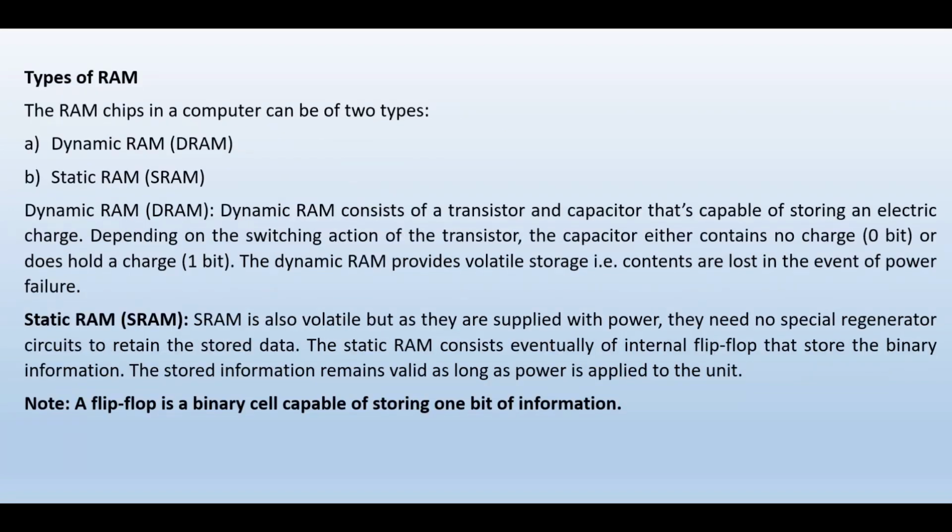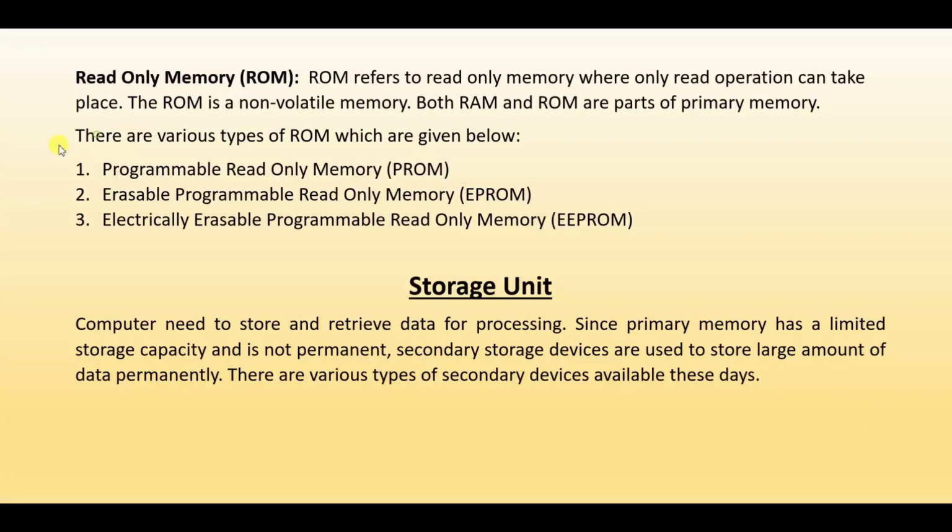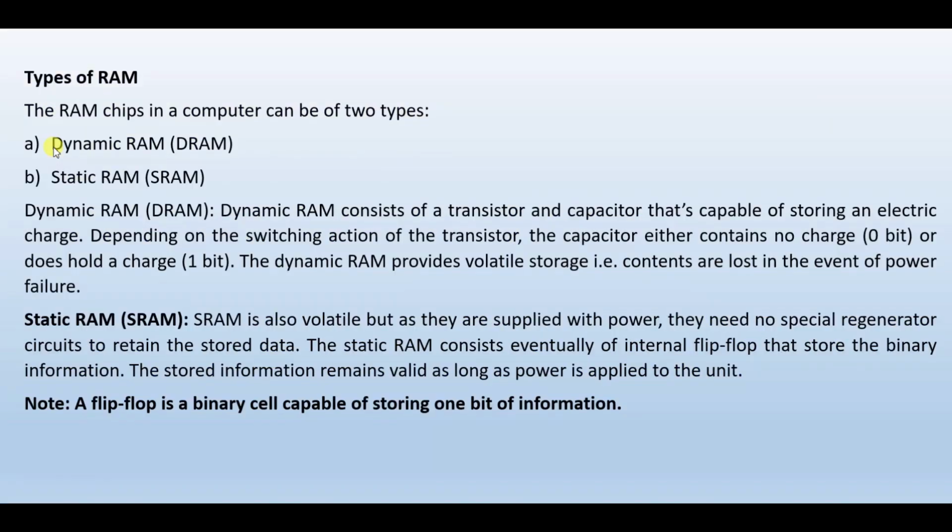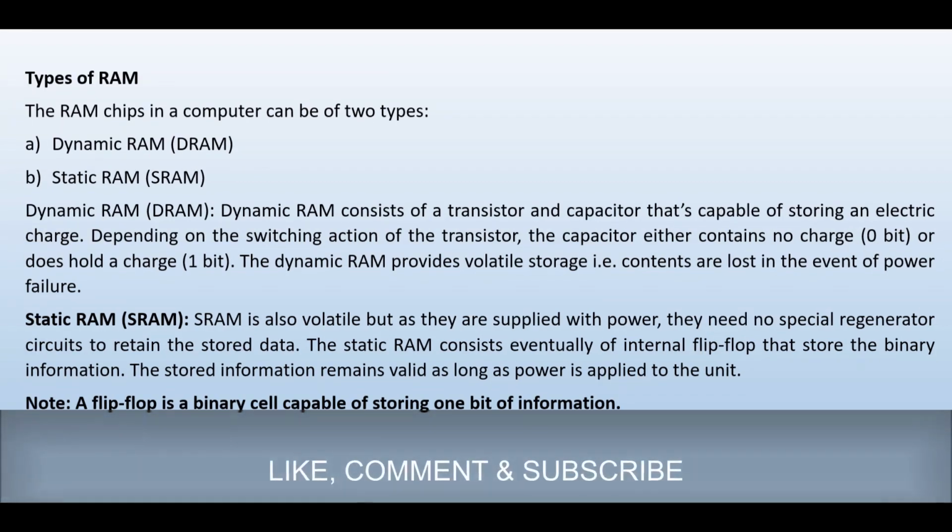Then next point, types of RAM. The RAM chips in a computer can be of two types. First is dynamic RAM and second one is static RAM. First is DRAM and SRAM. What is dynamic RAM?